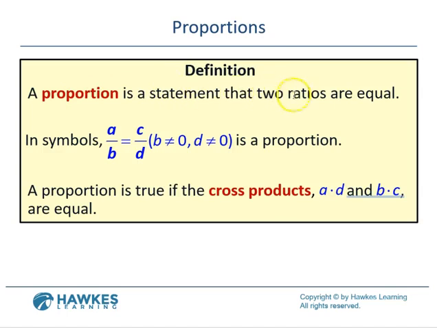A proportion is a statement that two ratios are equal. In symbols, A over B equals C over D, and of course, because we are dealing with fractions, we've got to make sure that B and D do not equal 0, because that would leave them undefined.